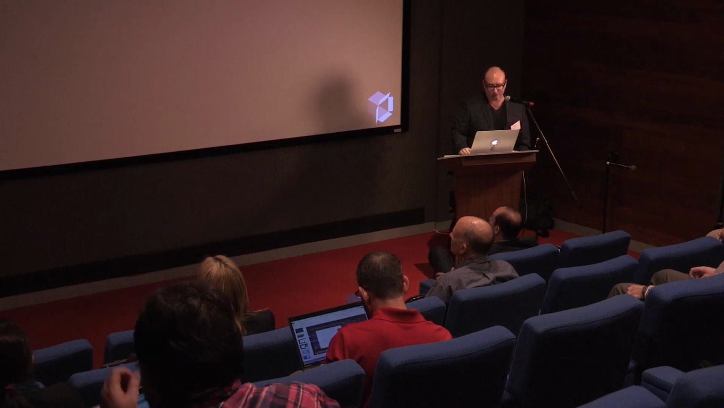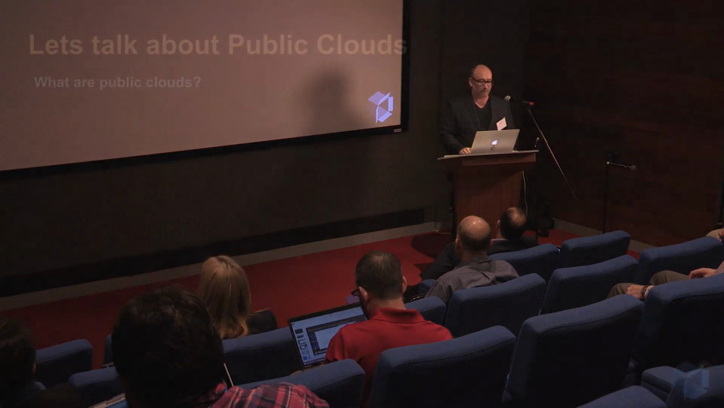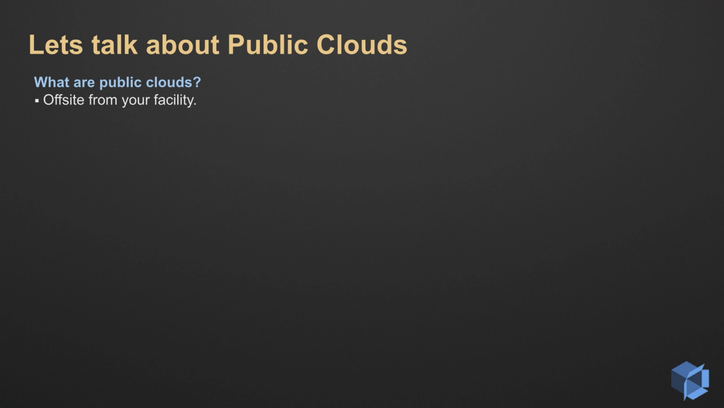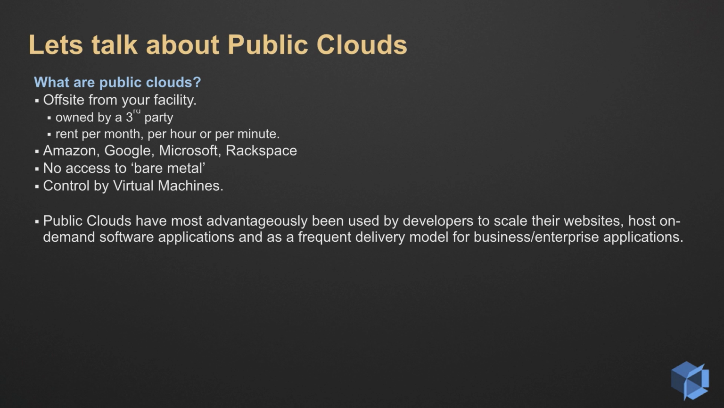But let's talk about public clouds, because that's what I'm here to talk about. It might sound like I'm an advocate for local rendering, but really there are some great advantages here. A public cloud is offsite from your facility, generally owned by a third party. You can rent it per month, per hour, or per minute, which is fantastic. It's very commonly marketed and sold by companies like Amazon, Google, Microsoft, and Rackspace. There are many other properties as well. Generally, you don't have access to the bare metal, and you're controlling the interface through a virtual machine. So you're installing and building a VM on one of these third-party environments. And of course, you can co-locate and build ones where you can actually rent the machines.